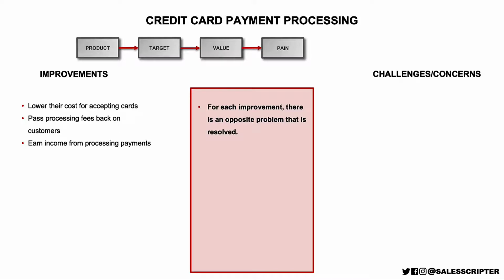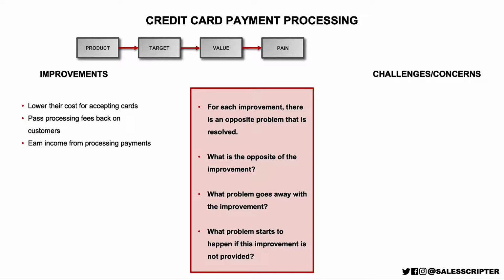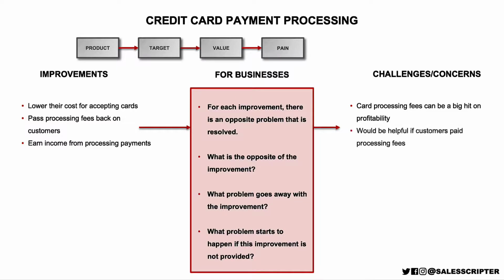So we can look at each of these improvements and try to think to ourselves, for each of these, what is the opposite of that improvement? Or what problem goes away when we create that improvement? Or what problem starts to happen if we're providing that improvement and we take it away or it's not provided? So we can go through this list one at a time, and we still want to keep in mind the target audience that we're creating this sales pitch for. And we can use this list to come up with this opposite set of pain points, such as credit card processing fees can be a big hit on profitability. Would be helpful if customers paid for the processing fees. Difficult to find new ways to earn income.